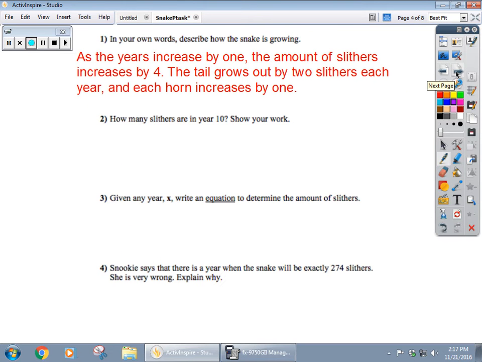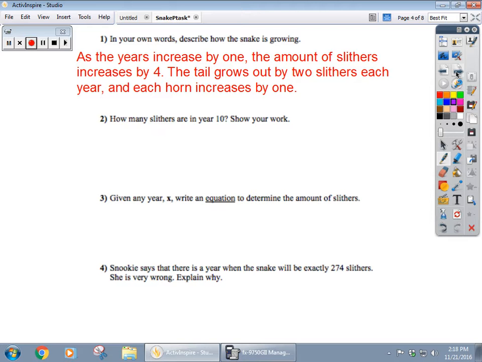And I have that here. So as the years increase by 1, the amount of slithers increases by 4. The tail grows out by 2 slithers each year, and each horn increases by 1. So if you are trying to edit that problem, that's a pretty good response. I saw a mixture of those two things. So some people describing how the picture grew, and other people just looking at it numerically. Either one's fine, but that's a combination of the two.